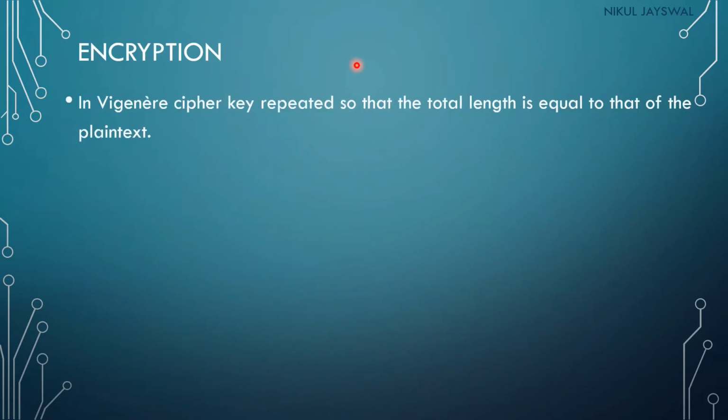In the Vigenere cipher, the key is repeated so that the total length is equal to that of the plain text. So the length of the plain text and the length of the key must be the same. Clear? This does not mean the actual length of the key. If the length of the key is less than the plain text, then we will repeat the word to make the key equal to the plain text.